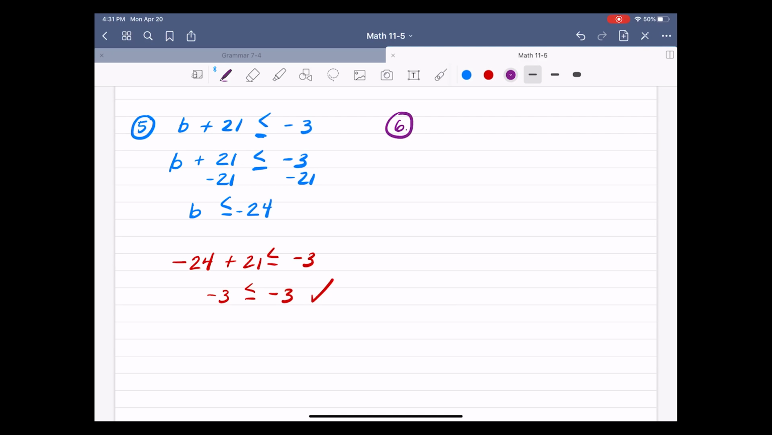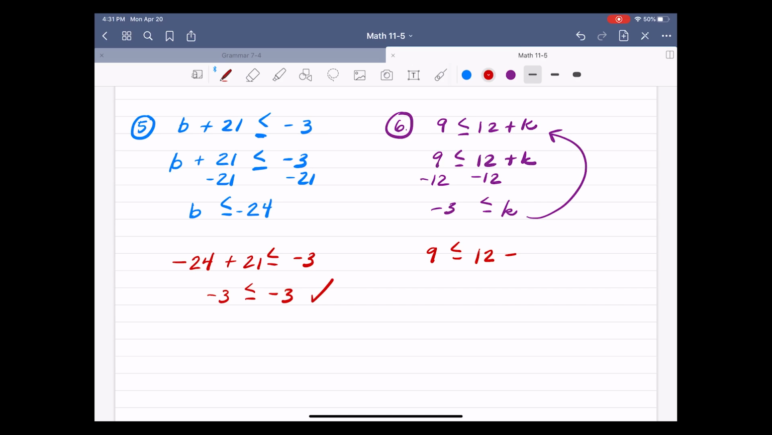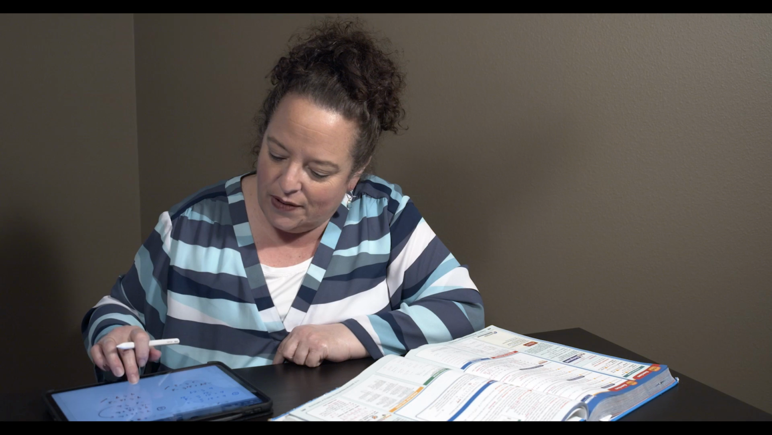Number 6. 9 is less than or equal to 12 plus k. We want to solve for k. We got to get rid of that 12. So subtract 12 from both sides. And you have negative 3 is less than or equal to k. And then we can take this and plug it back in up here. And we have 9 is less than or equal to 12 minus 3. Is that true? 9 is less than or equal to 9. Yes, it's true. It checks off.